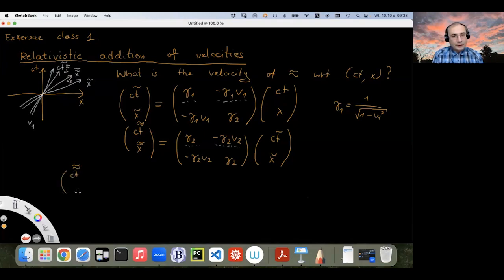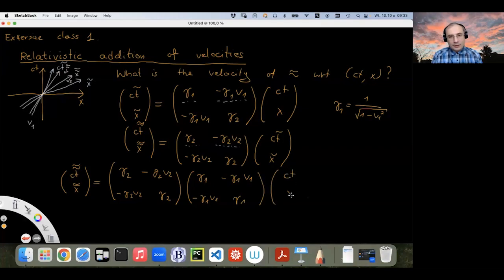So we've got CT double tilde equal to gamma 2, minus gamma 2 V2, minus gamma 2 V2, gamma 2, times gamma 1, minus gamma 1 V1, minus gamma 1 V1, gamma 1, times CTX. Is it clear what we are doing here? It's simply substituting this equation over here into that one. And this way we express the components in the double tilde frame directly with the non-tilde frame. The rest is basically matrix multiplication.